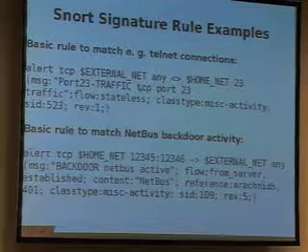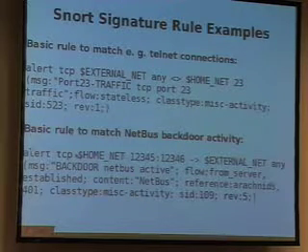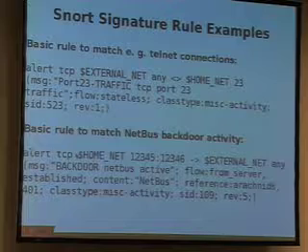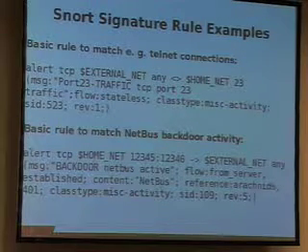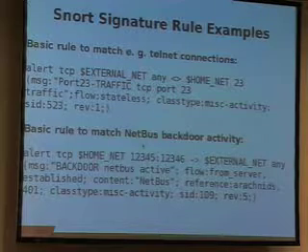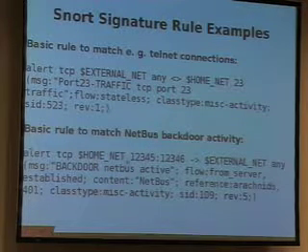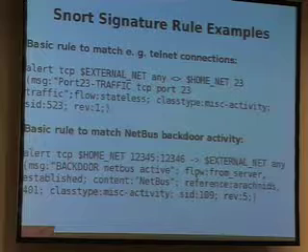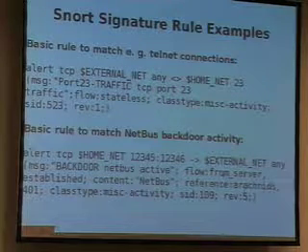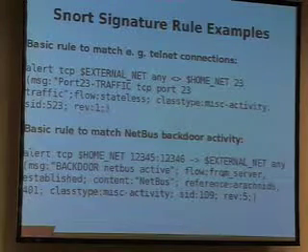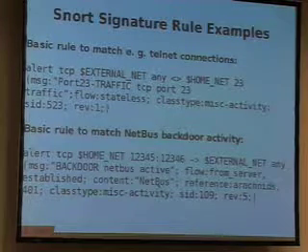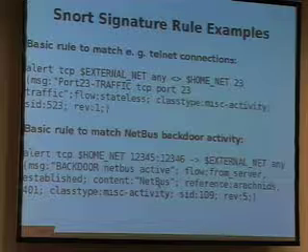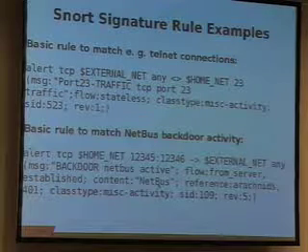The second rule is a bit more complicated. It is a real example from a real Snort rule that detects NetBus backdoor activities, and it contains additionally, for example, a flow direction, where here it is from server but could also be in the other direction, or content. You can match for different contents on this rule.